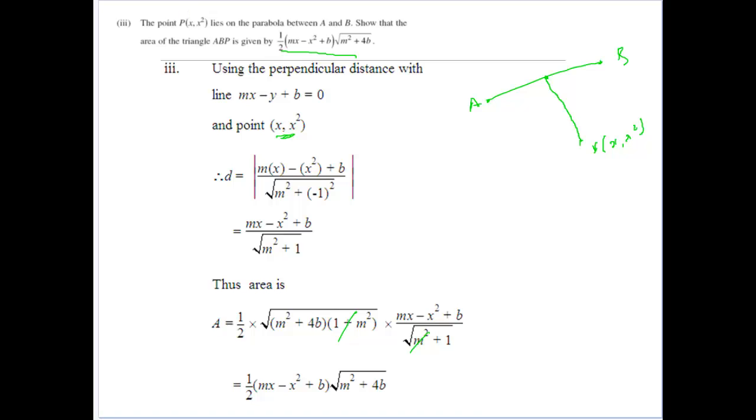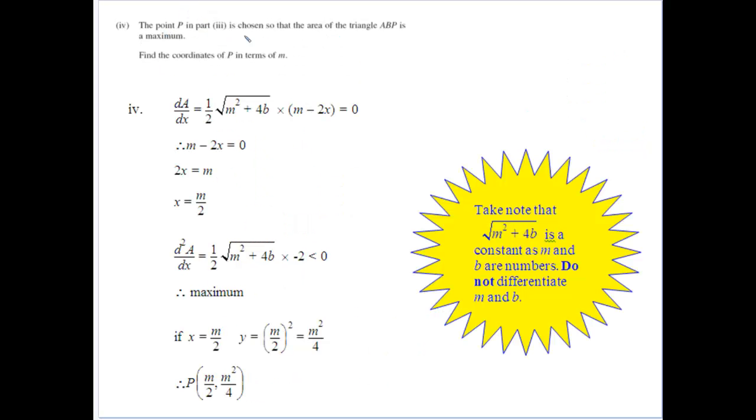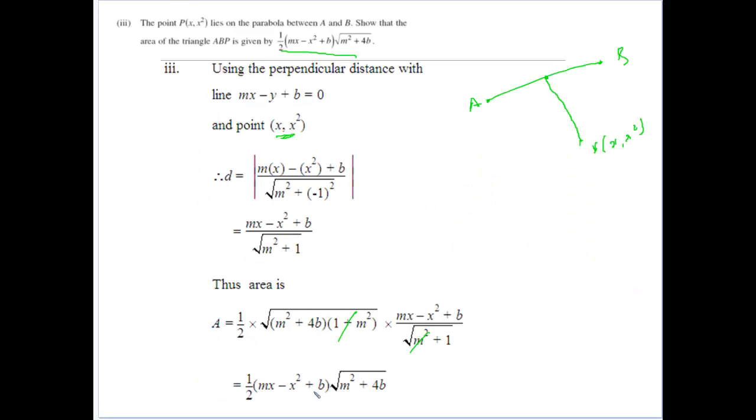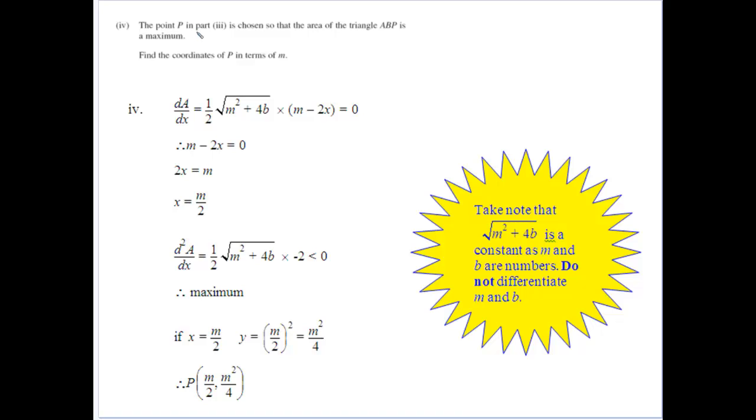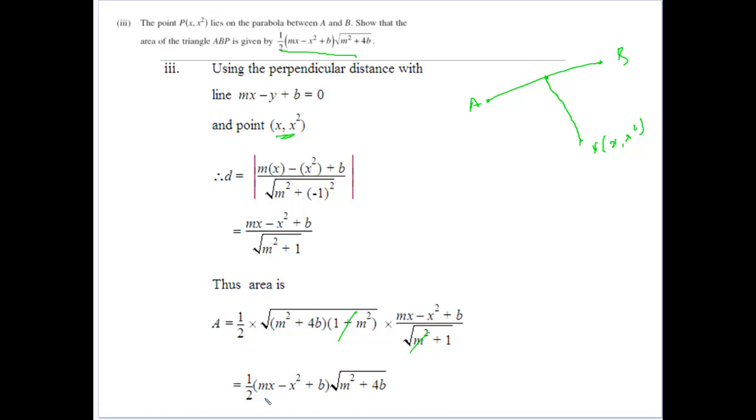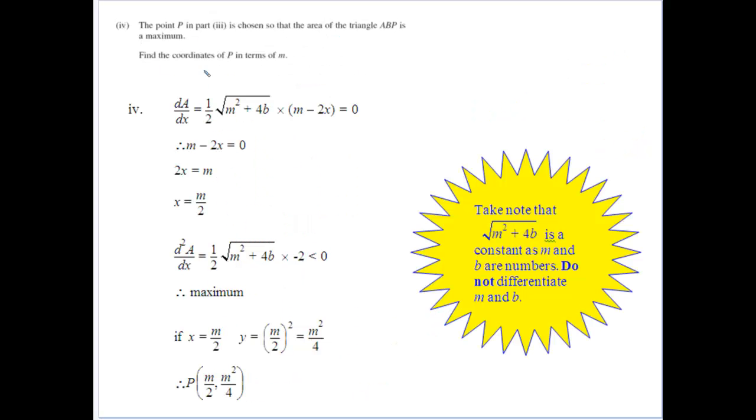Because the last part of the question then goes, the point in part 3 is chosen so there is a maximum. Find the coordinates. So all this is leading up to getting an expression of the area in terms of x. Now where we've got to be really careful is that all we're deriving here is the parts in x. So we're deriving x. M's a constant. B's a constant. So that's just a constant. That's like having 3 or 4 or pi out the front there. So we're not deriving with respect to that. So be really careful not to do that. That just stays out the front.